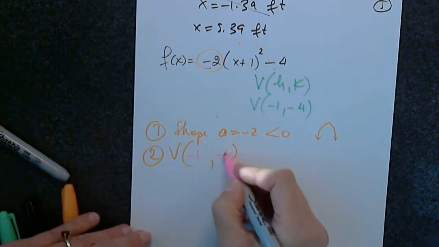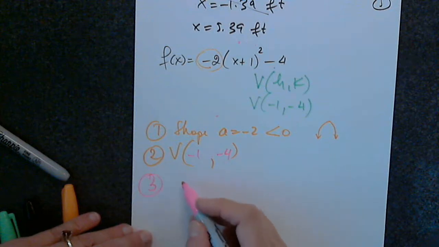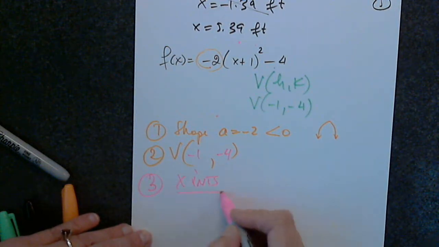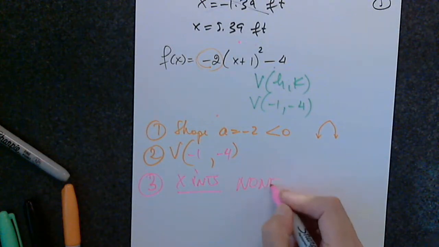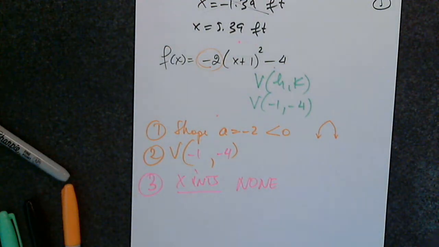Very good. Number 3, x-intercepts. Remember my silly explanation, right? 1 to the left, stretched, reflected, down 4. Will I find an x-intercept? X-intercepts: none. The maximum is negative 4. The range is from negative infinity to negative 4. It doesn't even touch the x-axis.